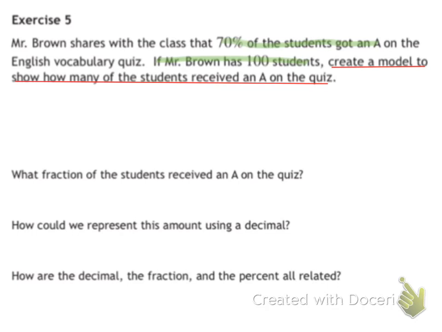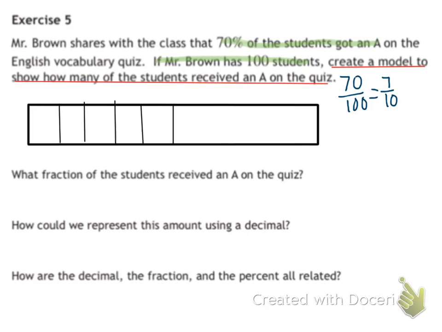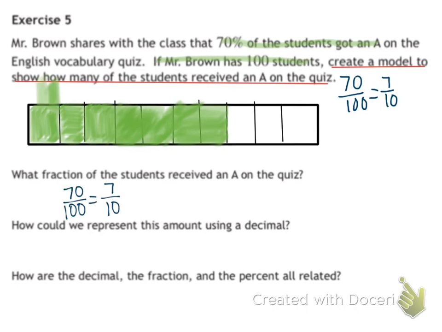So I can do a 10 by 10 grid, which would be 100 units. Or I can look at it this way. 70 out of 100 is equivalent to 7 out of 10. So instead of drawing 100 units, I'd rather draw 10. And I can shade in 7 units, 7 out of 10. Where it says write the fraction, we already did that. We know that 70 out of 100 got an A, and that reduces to 7 out of 10.